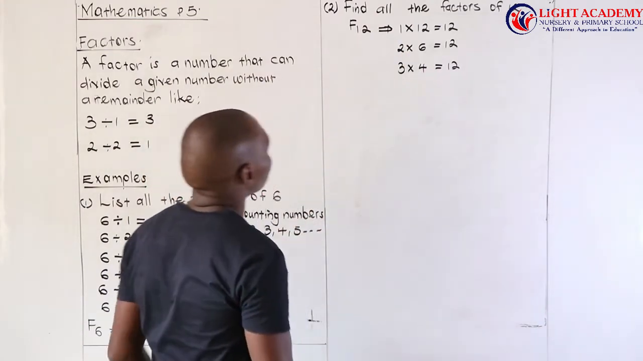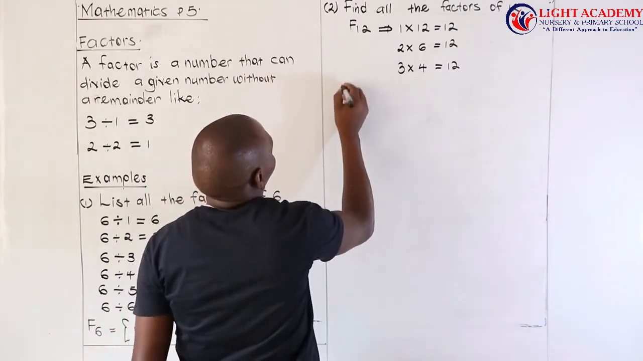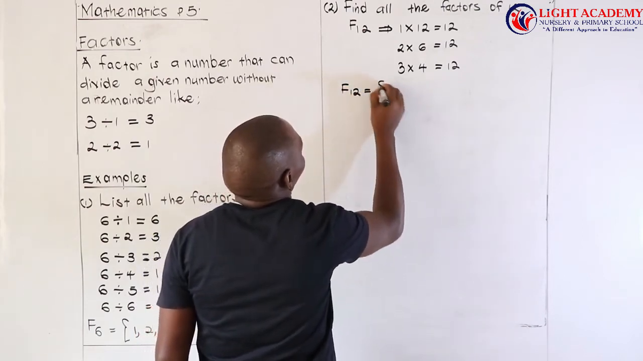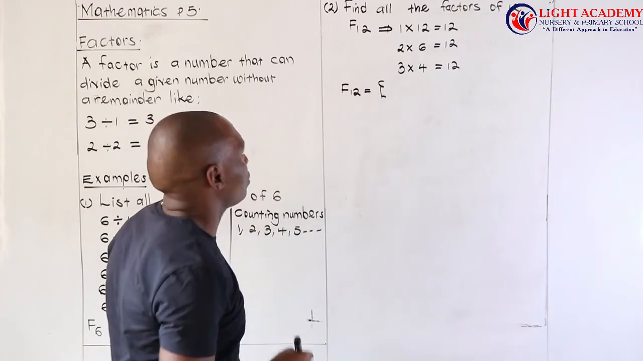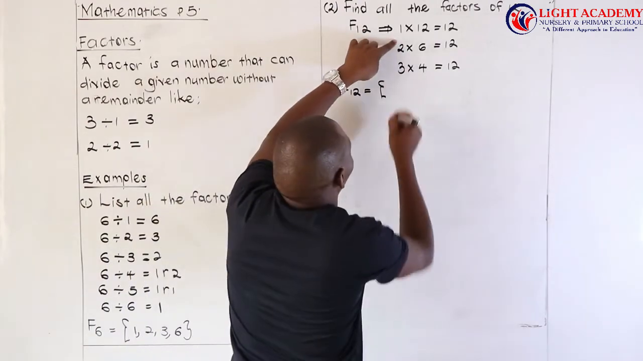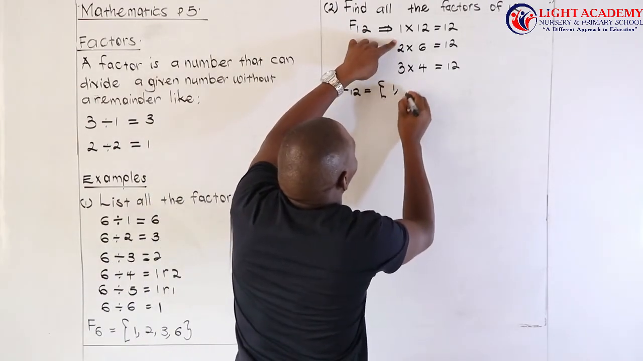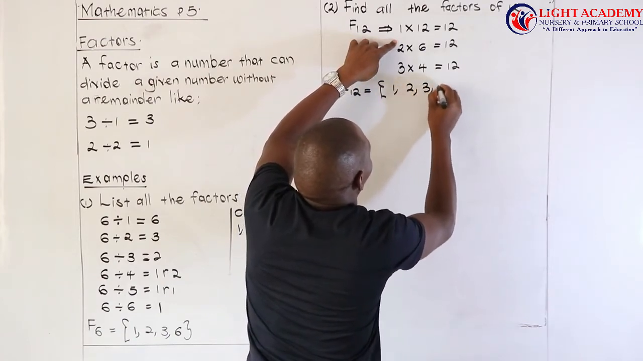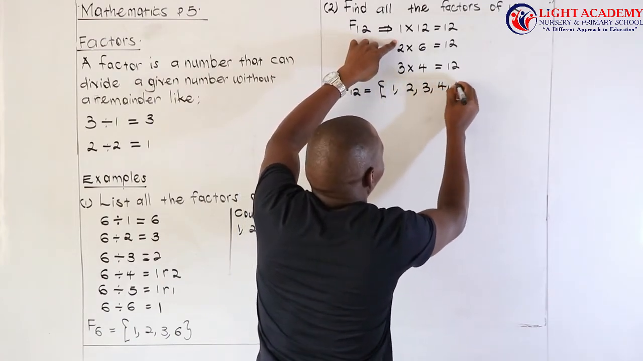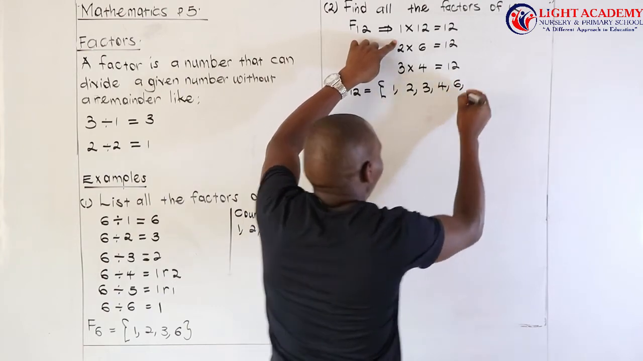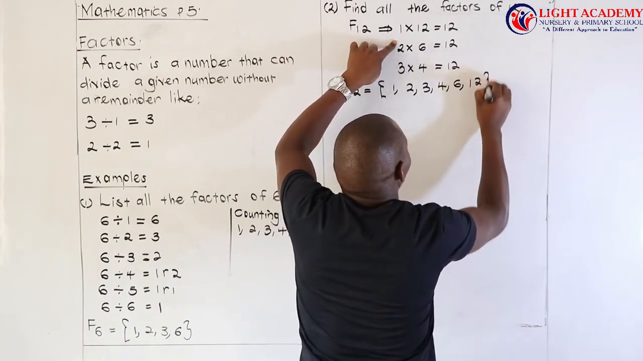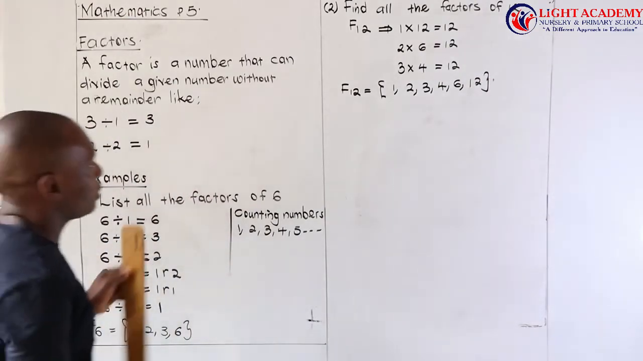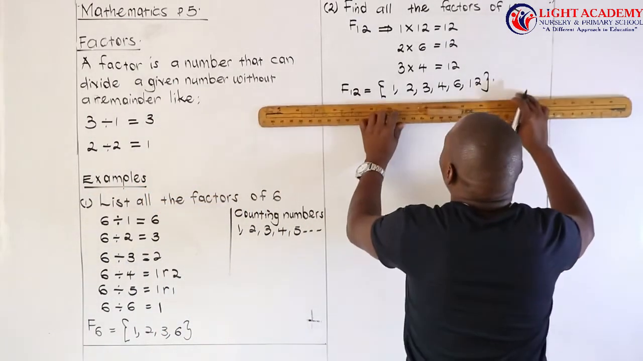So, if I want to write these factors of 12, I will say factors of 12. I can list them or I can put them in a bracket. So, the first factor shall be 1, the next one shall be 2, the next one shall be 3, the next one shall be 4, the next one is 6, and the next one is 12. So we shall be in position to list all the factors of 12, and these are the ones.